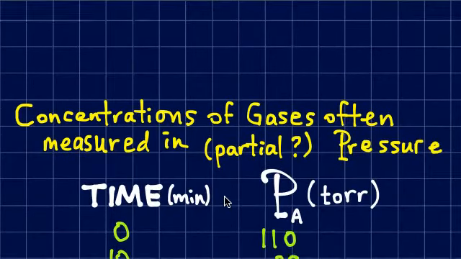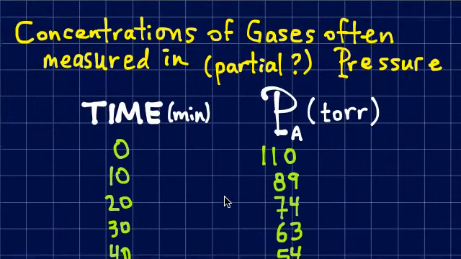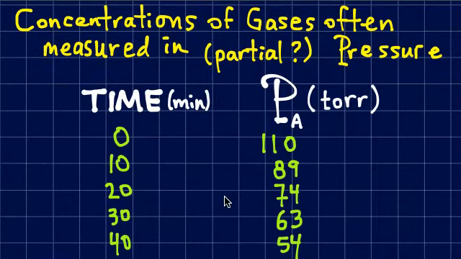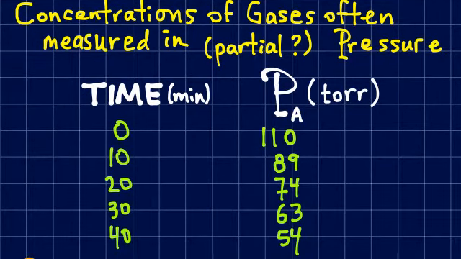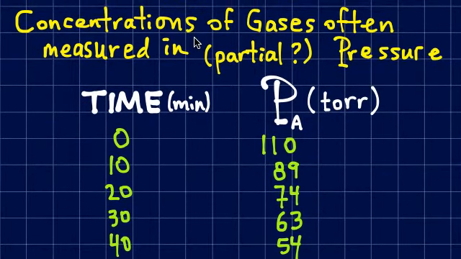Let's look at another one. This is a pressure of a gas. Looks like my gas A is reacting. I've measured the pressure of A over a 40-second time period. I start out at 110 torr, partial pressure of A, 89, 74, 63, 54.